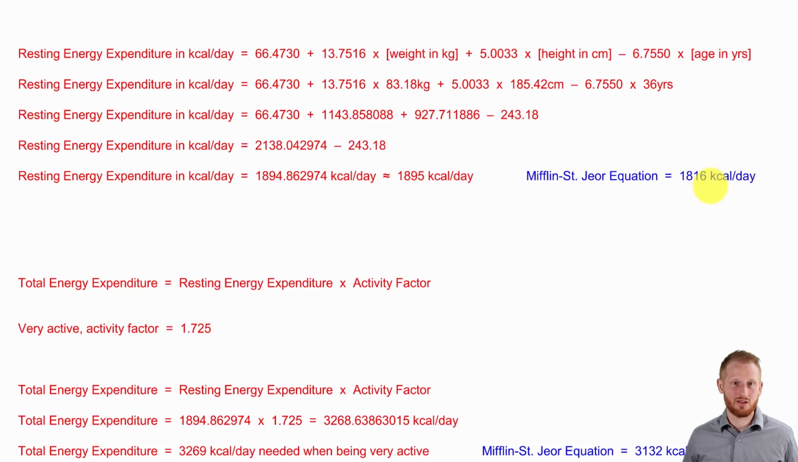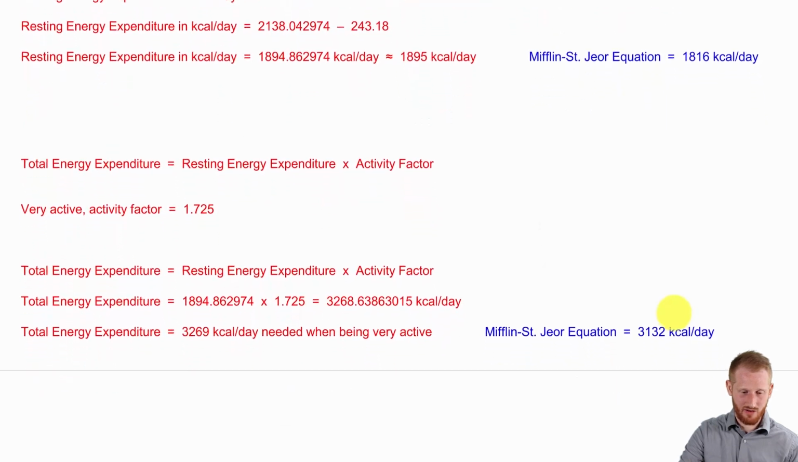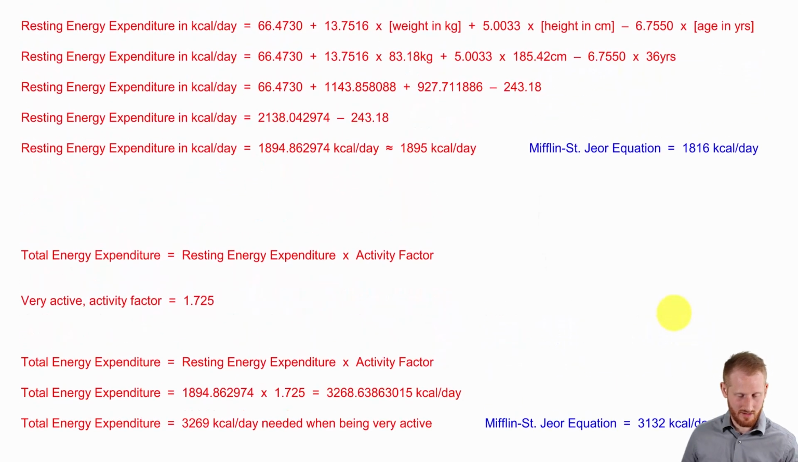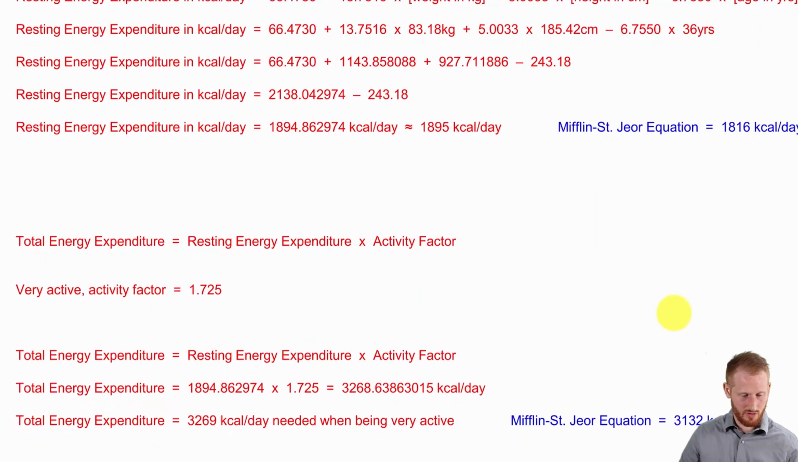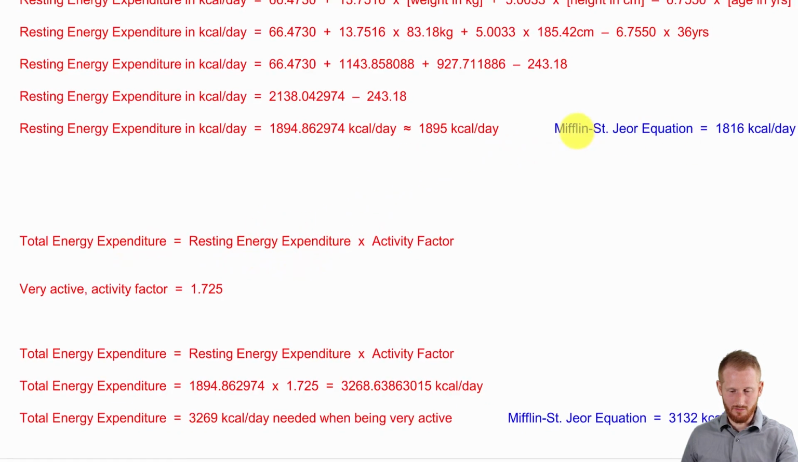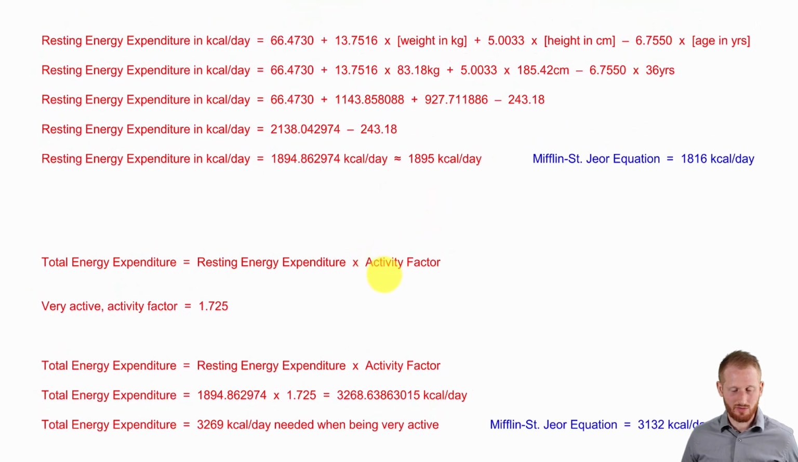This is not total energy expenditure yet. So if you just ate this level, you would be losing weight because it's not accounting for your physical activity. All right, so now let's go ahead and account for the physical activity part of this. Total energy expenditure is now what we're looking for. We need to multiply the resting energy expenditure that we calculated up here by an activity factor based on their level of activity.